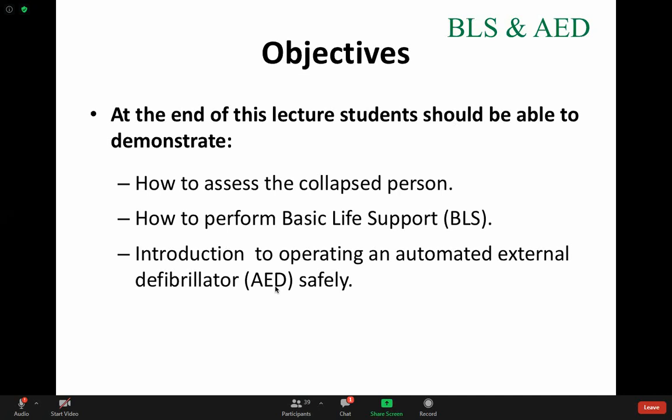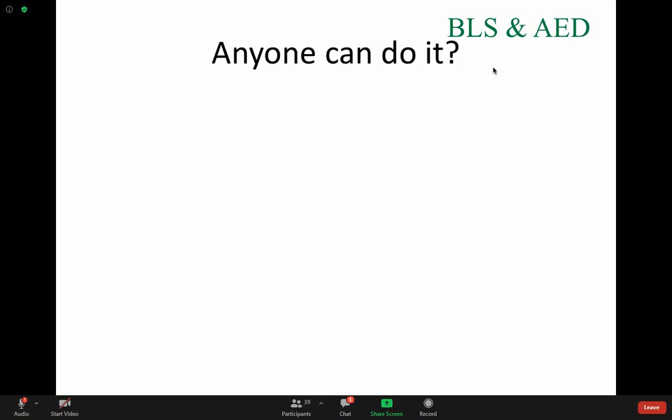The automated external defibrillator is the defibrillator that you use for the lay person, that basic life support trains the lay persons. And anyone can do it. You don't have to be a physician. You don't have to be a healthcare worker. Even if you're an engineer, even if you're just a technician or a worker, you can do that.